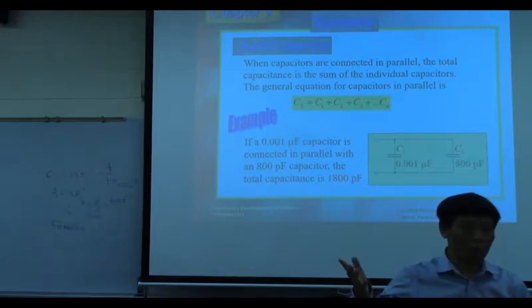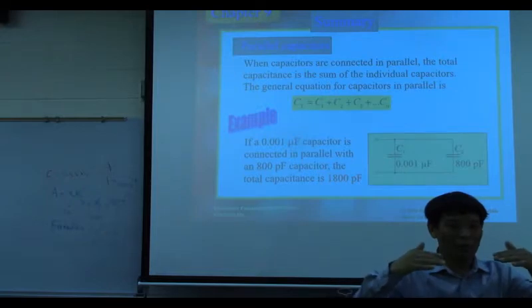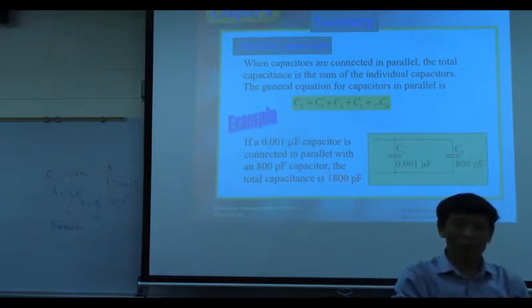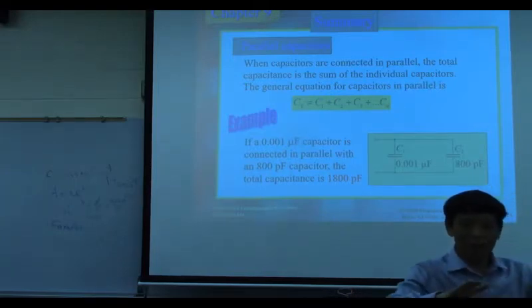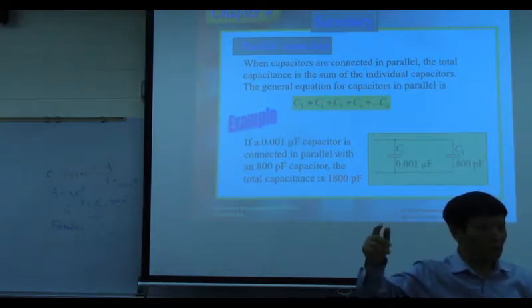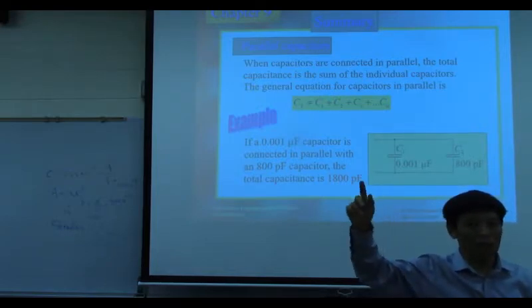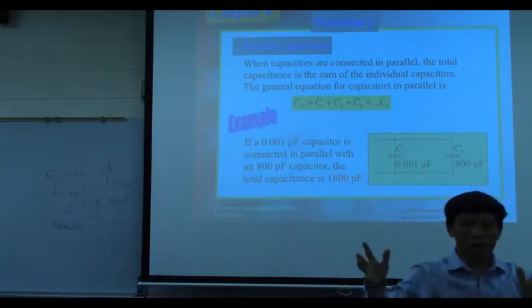Because we know the formula to calculate the capacitance, right? Why will the capacitance look smaller? One and one in series, the total is smaller than any of these. Why? Yeah, that's it, I explained. From the formula C equals 8.85 times 10 to the negative 12, times A over D, right? We assume all the areas are the same.